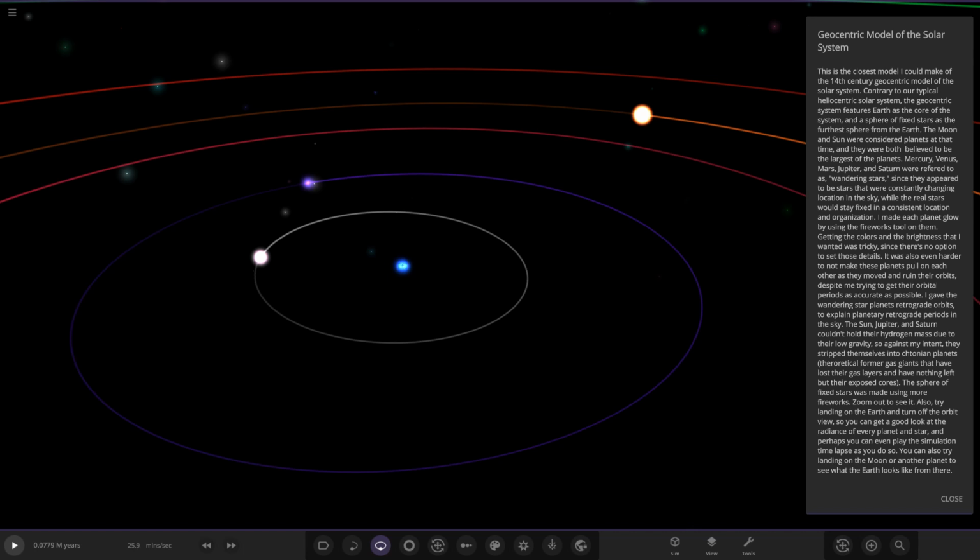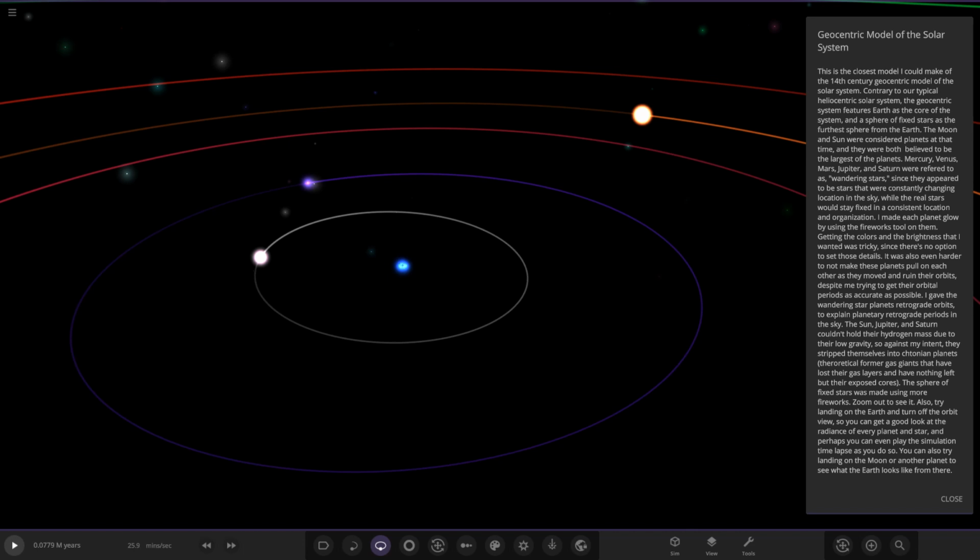It was even harder to not make these planets pull on each other despite they moved and ruined their orbits. I remember when I was making this simulation, the Sun and Jupiter were really hard because they kept upsetting everything. But now, in the modern version of the game with the lock feature, you could just lower the mass and keep them the same size. So I think the Sun would be the only difficult one, because it'd be quite hard to get a little star or a pulsar. You probably have to use like a pulsar or something, but we'll see how he's done it.